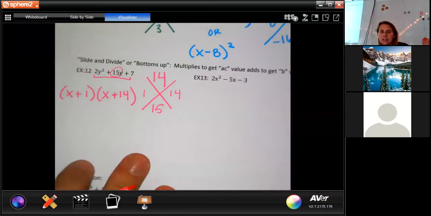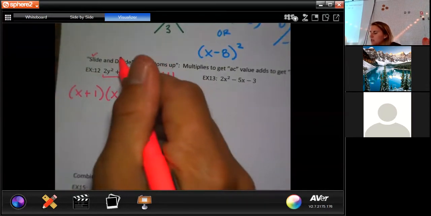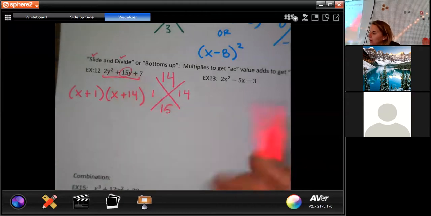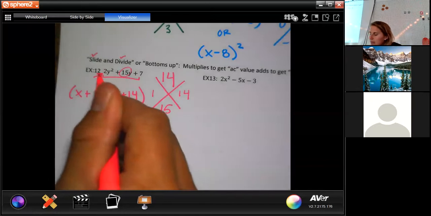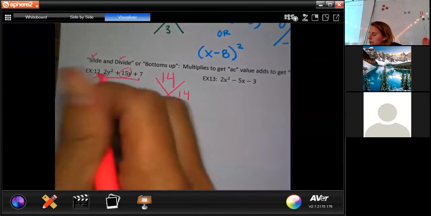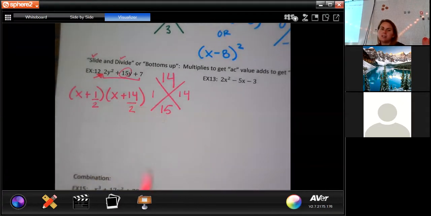All right, so that's all the same. So that takes care of the slide. And then the last step is to divide. All right, and that's what people forget to do, is they forget the divide part. So don't forget, slide and divide. And you are always going to divide by this front number here. So in my case, it's a 2. So I'm going to divide both of these numbers by 2.